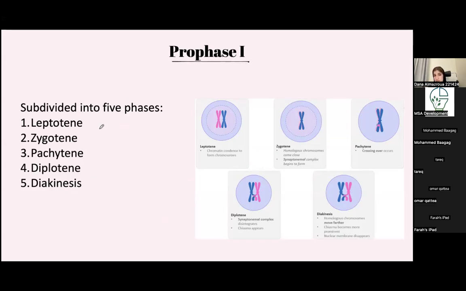Now this prophase is subdivided into 5 phases, which are leptotene, zygotene, pachytene, diplotene, diakinesis. To be honest, we did not take this when we were in first year. So I'm not sure how deep they're going to ask you.